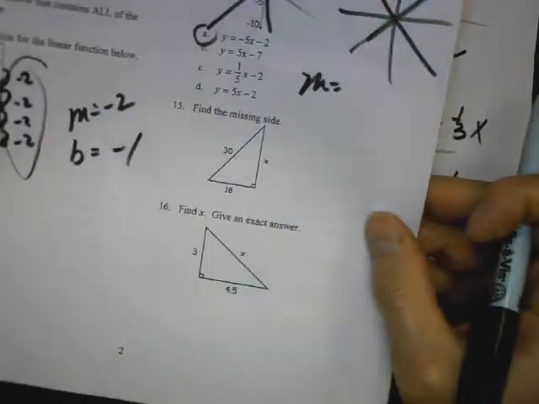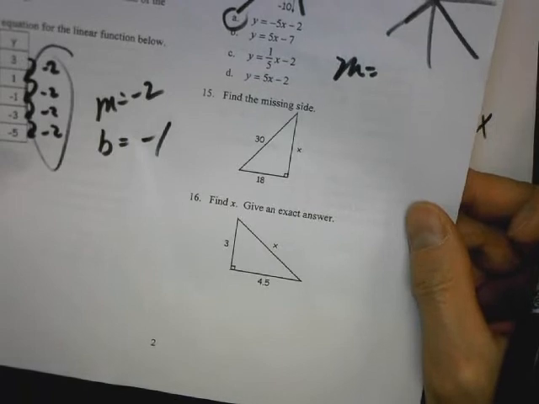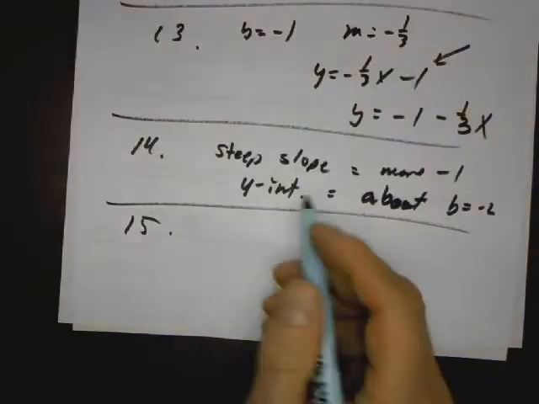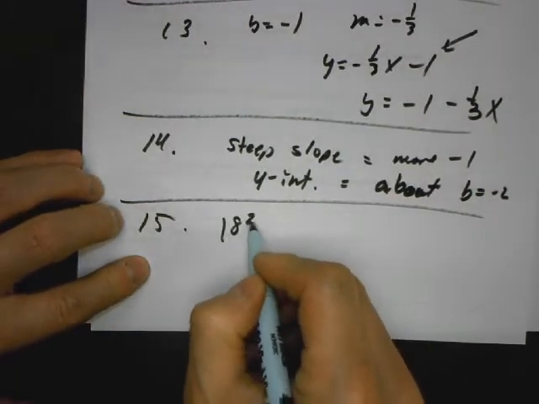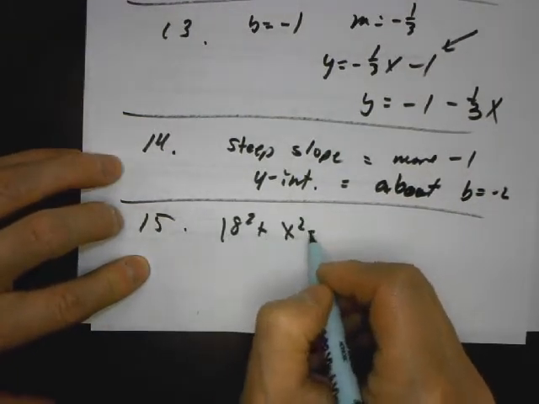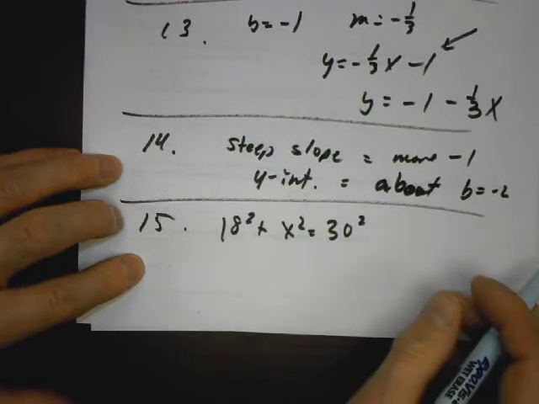We're going to find that missing side. That's the Pythagorean theorem, okay? We're missing a leg, so if we're missing a leg, we set it up like this: a squared plus b squared equals c squared.